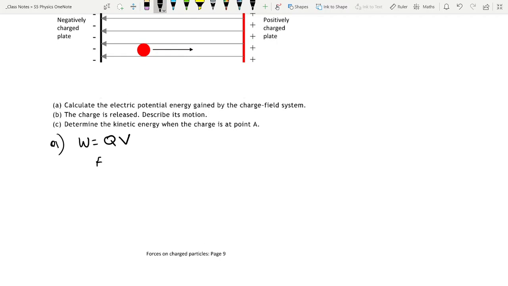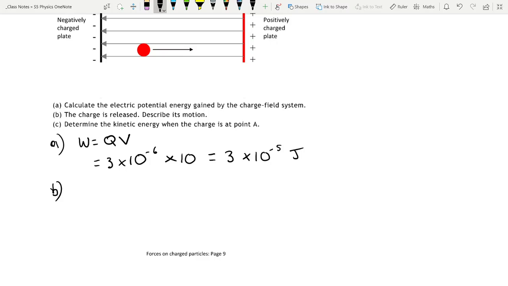So the charge, we're told in the question, is 3 microcoulombs, so 3 times 10 to the minus 6. And the potential difference between A and B is 10. So the work done is 3 times 10 to the minus 5 joules, and that is the electric potential energy gained as you move it from A to B. The potential energy is the same as the work done. Okay, and you were doing questions on that not last lesson, the lesson before.